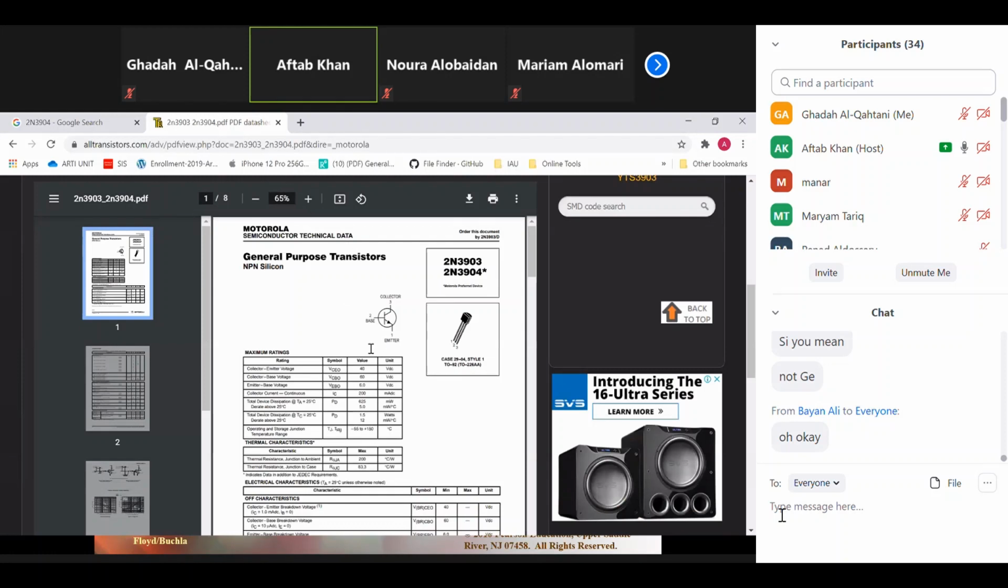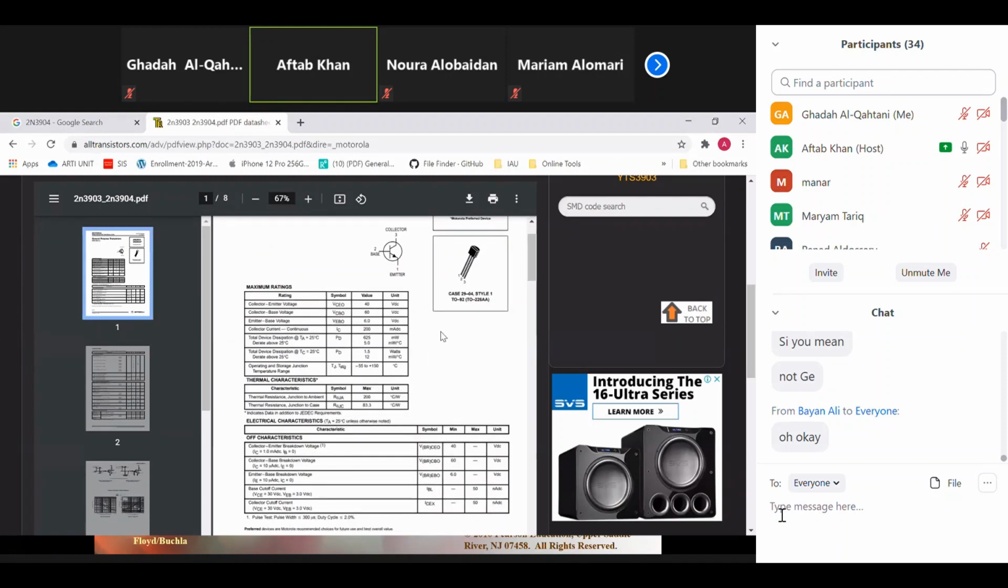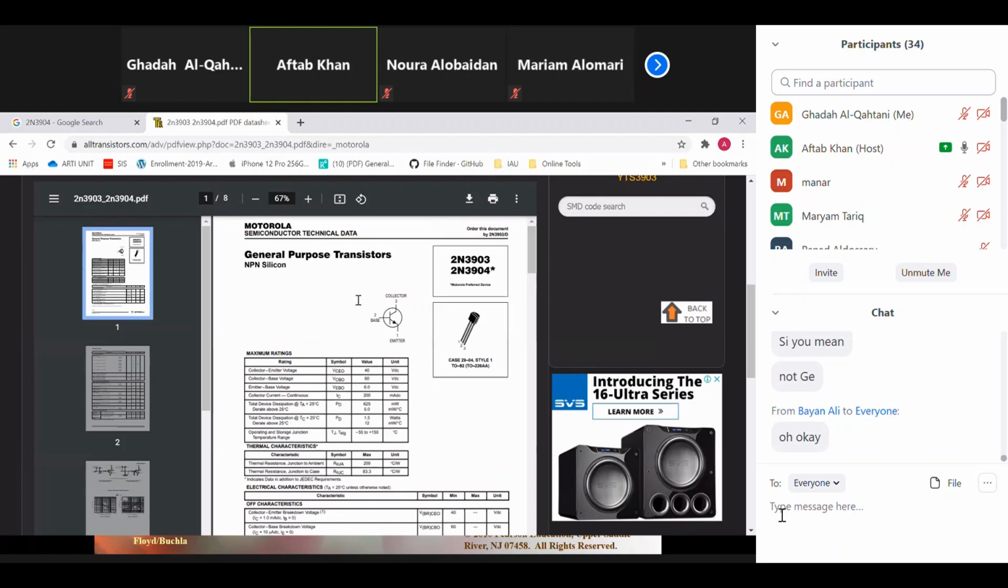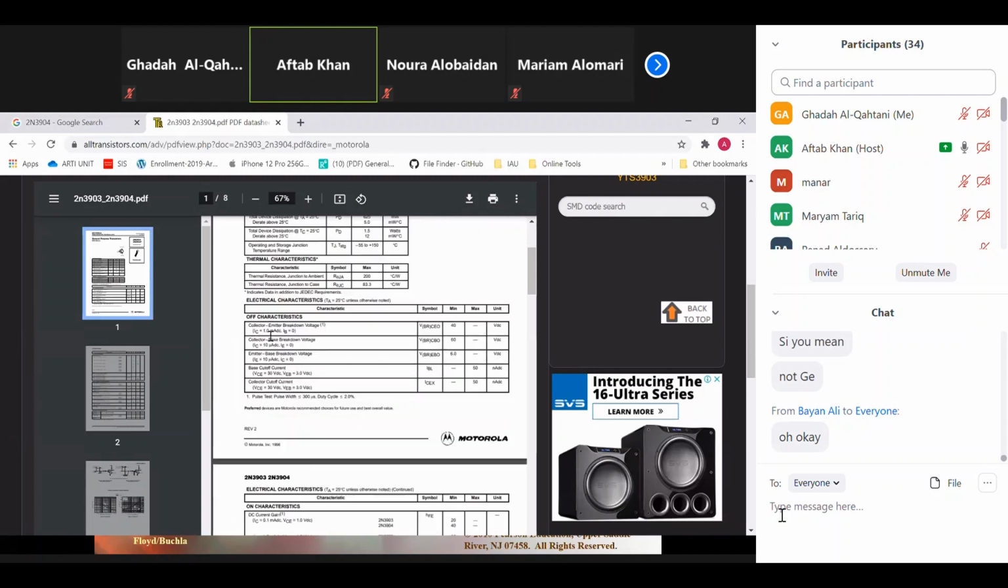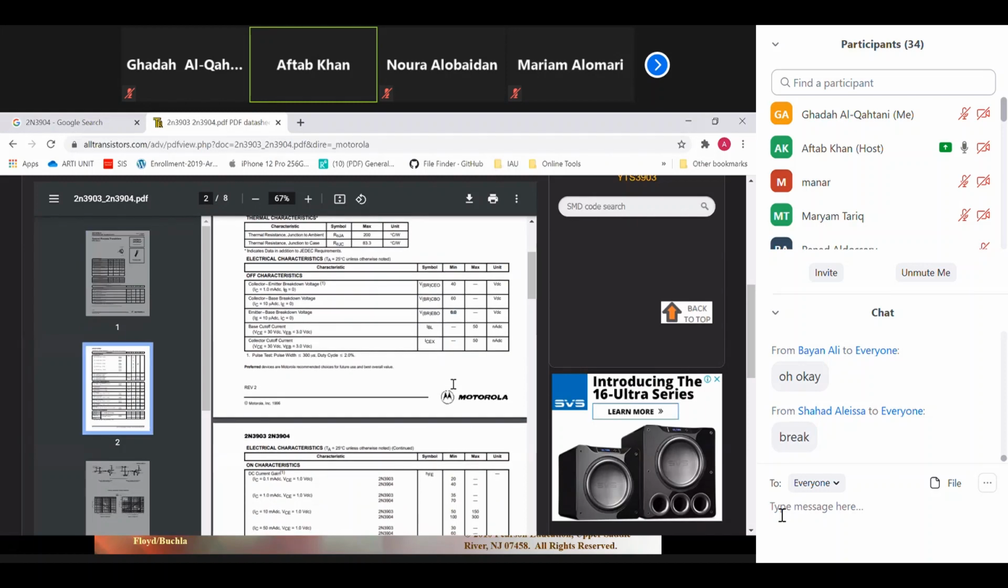Now, there are things given to you here. It's showing thermal conditions, device conditions, all the information here. Collector emitter breakdown voltage, read it. How much? 40, 60. Emitter base breakdown voltage, 6. So if I apply more than 6, it will damage. It's mentioned here, so it will break down. Everything is here.